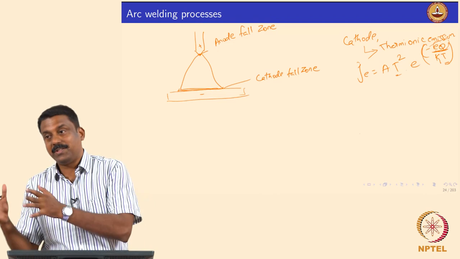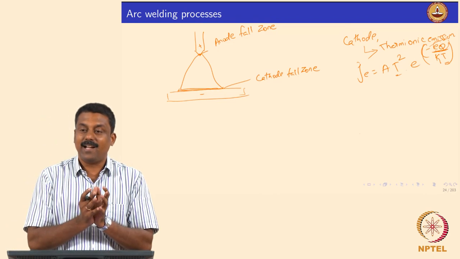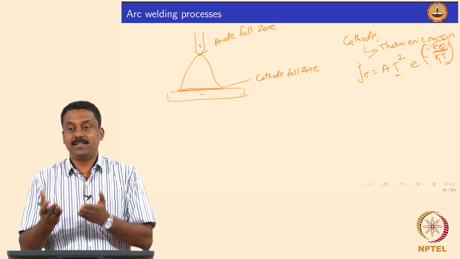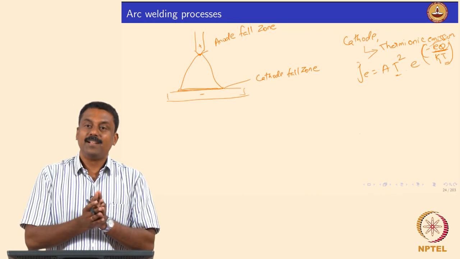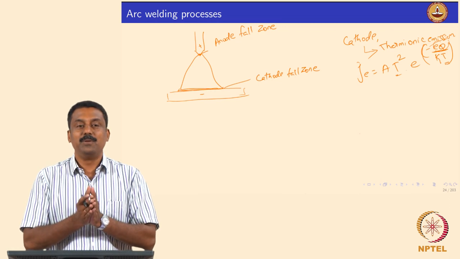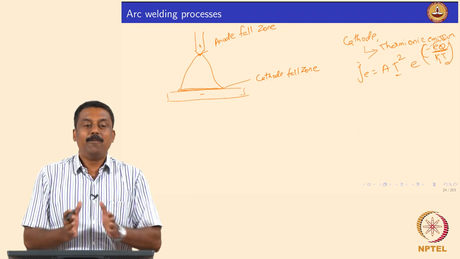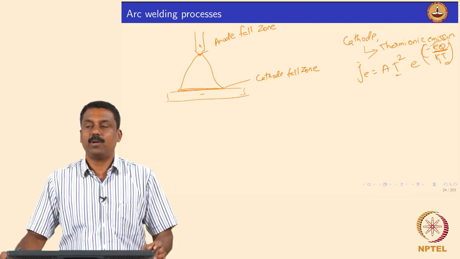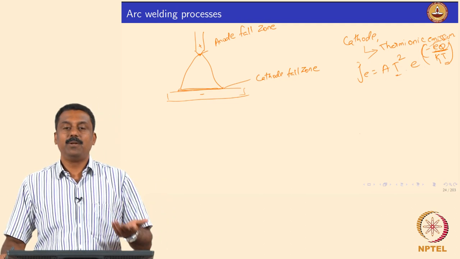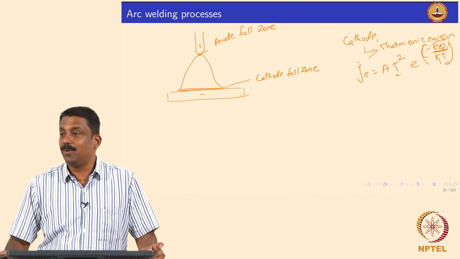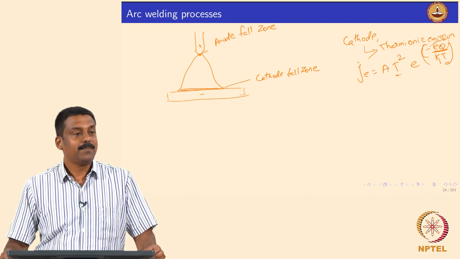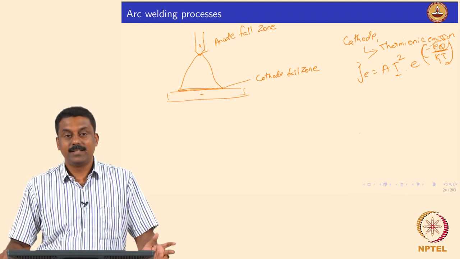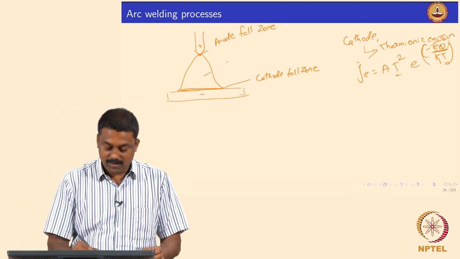And we will see in subsequent chapters how these emissions are used to ignite an arc. Arc ignition is done by these two emissions. We will see, when you want to ignite an arc, how we can promote these two processes. That will come in subsequent chapters when we look at the process itself. Before even going to that, we have to study the third region in this figure, which is the arc column. So, arc column, right.